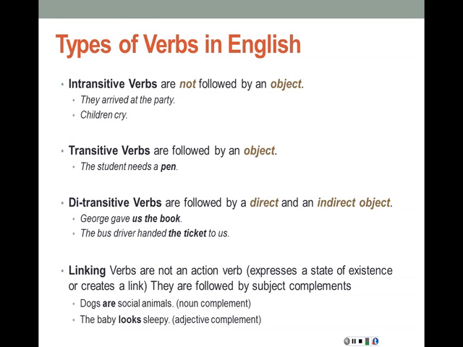Intransitive verb phrases don't need an object because there's no receiver of the action. The action is complete by itself. For example, children cry, not children cry something.